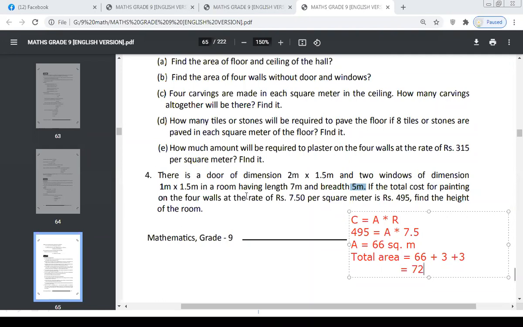Now use the formula for area of 4 walls. This 72 is equal to 2h times L plus B. And L as well as B are given. We have to find out the height. Okay. In this way, complete it.